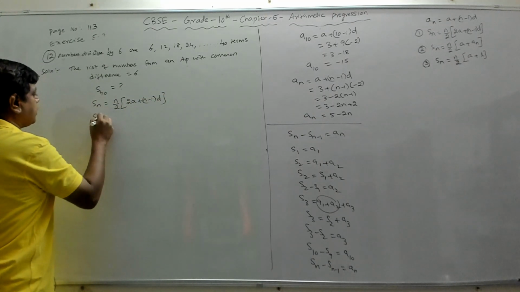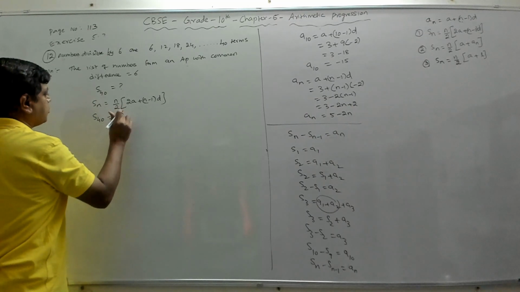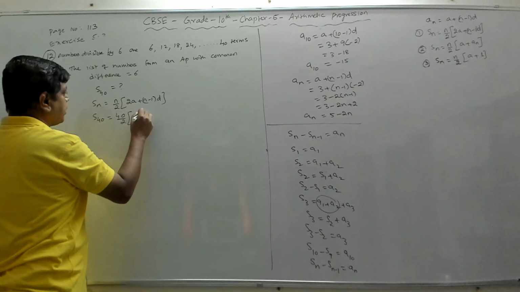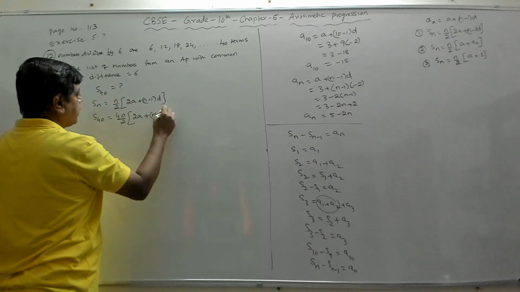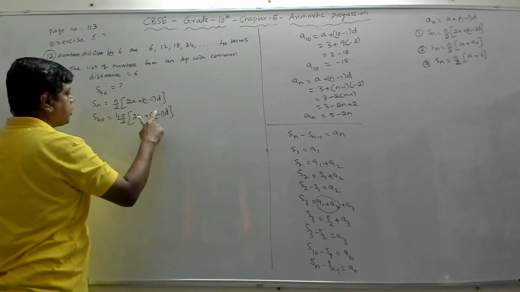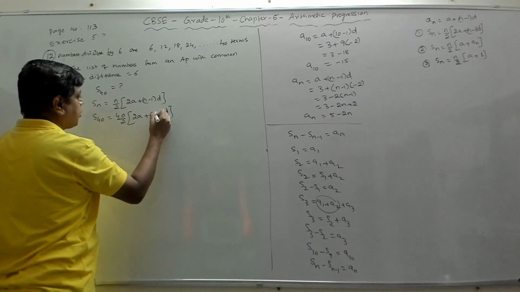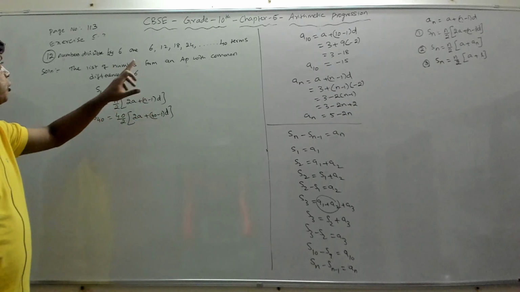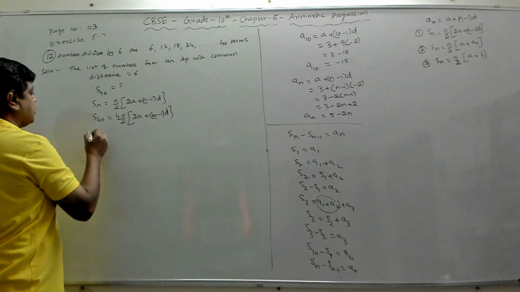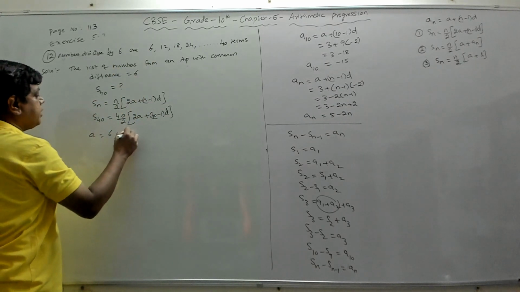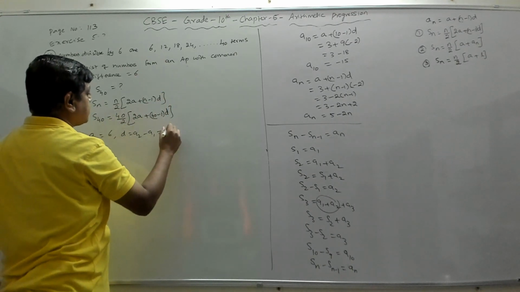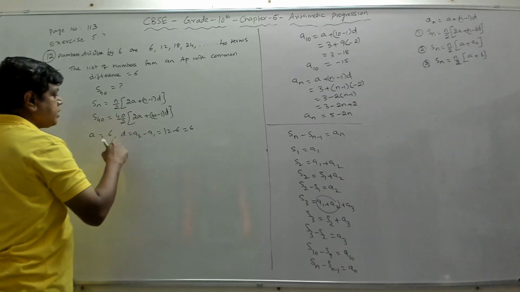So S40 will be equal to 40 by 2 into 2a plus n minus 1 into d. N is 40, so I should put 40 minus 1 into d. Now we should find a and d and substitute here. What is a? A is the first term. So a in this is 6 and d is a2 minus a1, which is 12 minus 6, which is also 6. So a is 6, d is also 6.